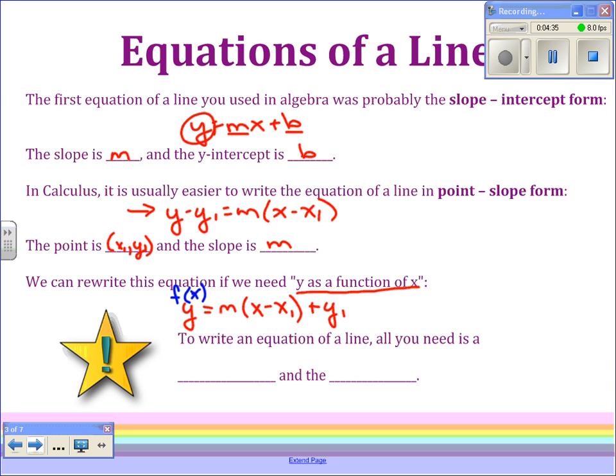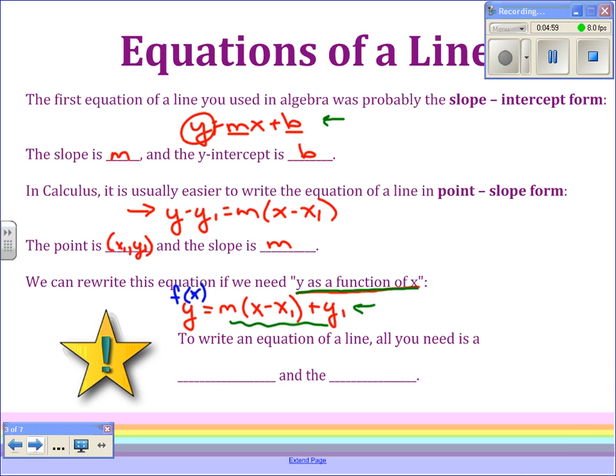Just to be aware on the AP exam, if it tells you to write y as a function of x or write it in function notation, you will have to do this. Now, after this step, you can either leave it like this, or you can keep simplifying so that this is in the form mx plus b, so it's really just back into your slope-intercept form.